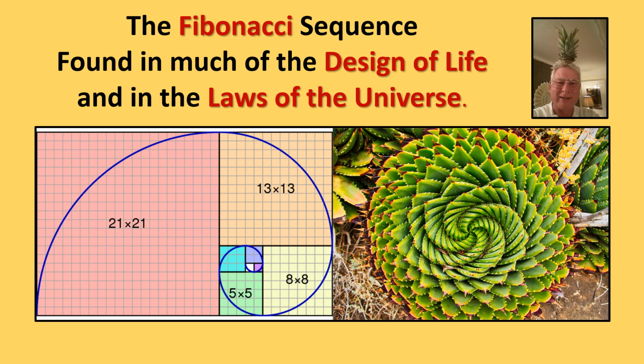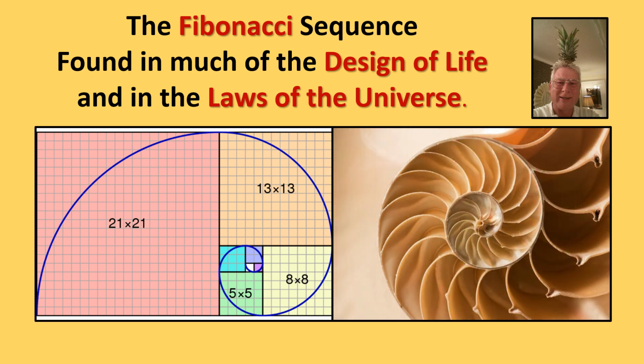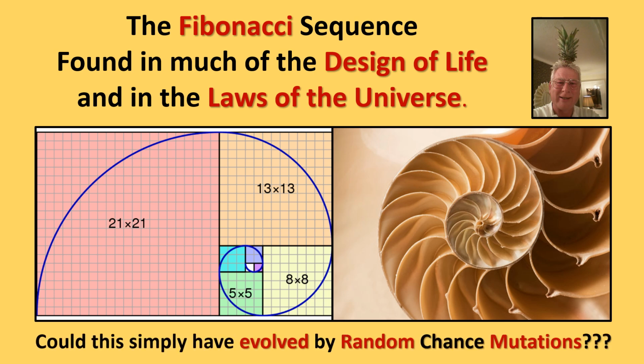This video is about the Fibonacci sequence found in much of the design of life and also in the laws of the universe. It's fascinating, the Fibonacci sequence. Well, could this simply have evolved by random chance mutations? Well, let's have a look at some of the evidence.